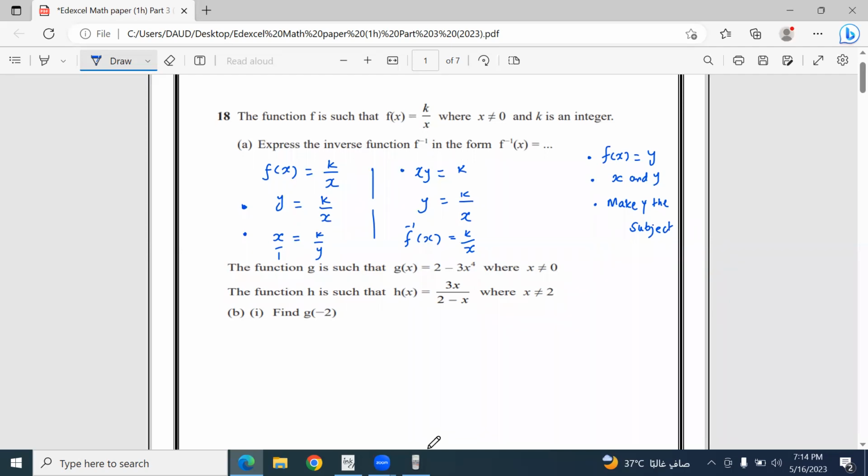The first point is we are looking for the answer of g of minus 2. So for g of minus 2 we will replace in the given function. g of minus 2 is equal to 2 minus 3 bracket open minus 2 power 4, and this would be 2 minus 3 times minus 2 whole power 4, which gives us 16. As we know the power is even, so the minus would be plus. Next step, 2 minus 48 gives us minus 46.